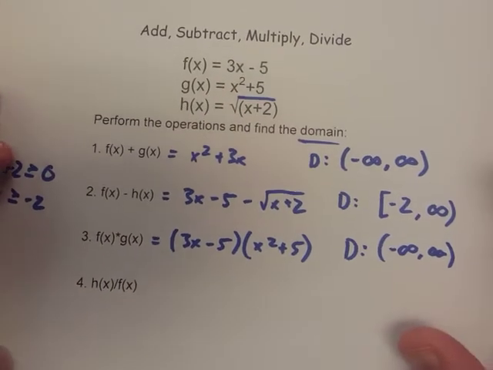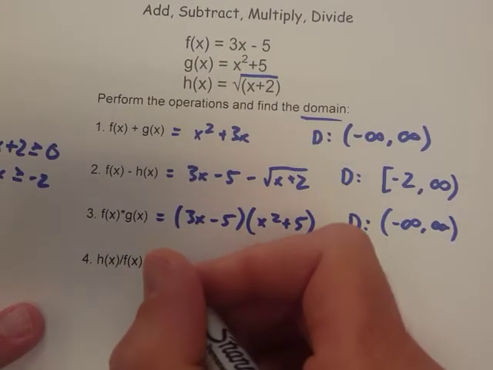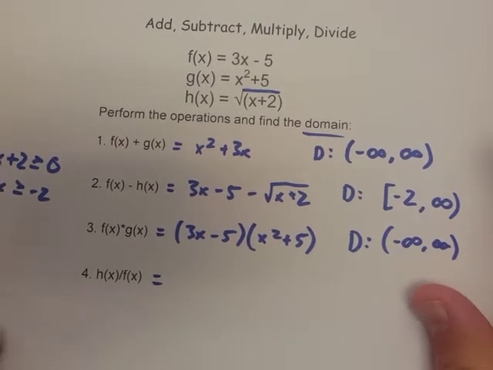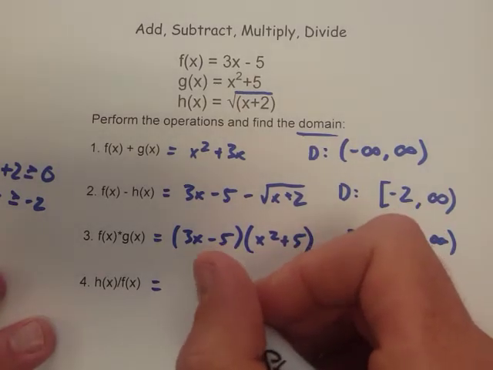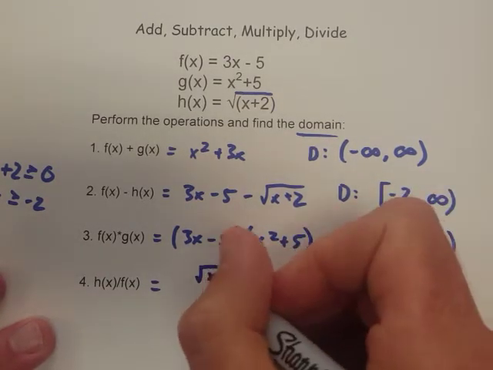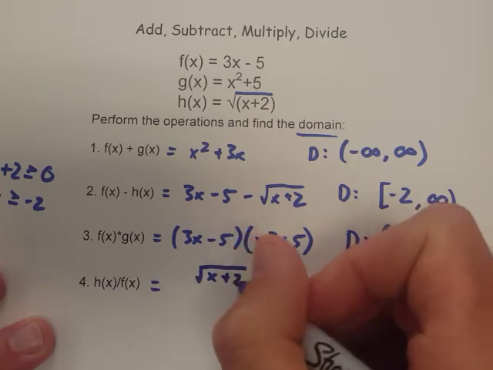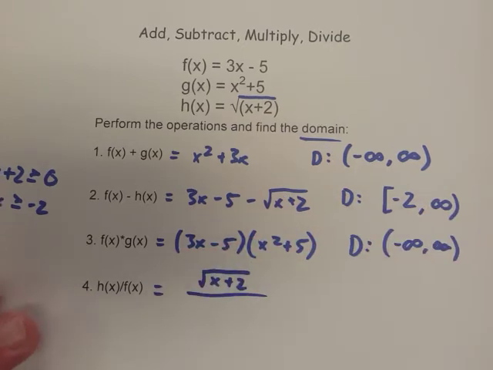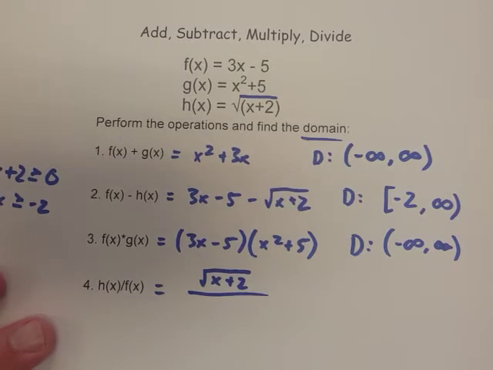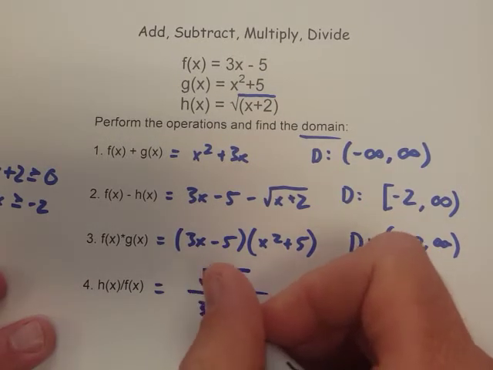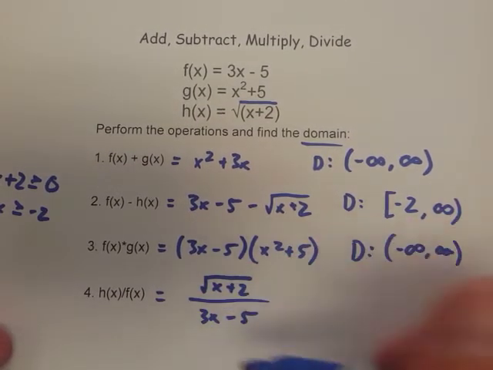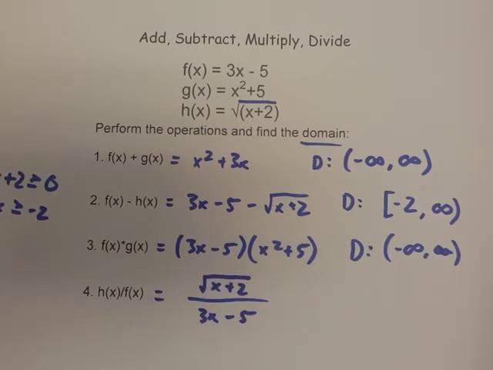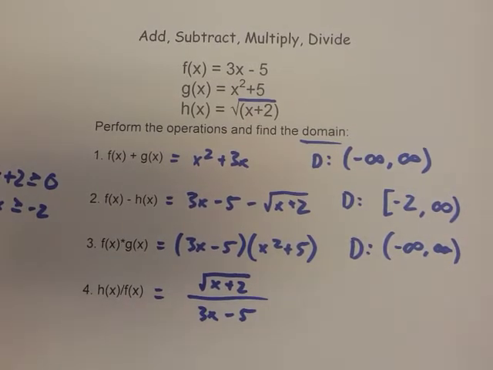Save the best for last, and that is division, because division is going to be really the weirdest one in this case. h of x divided by f of x. The way I built this one was to give you a little bit of everything in here in terms of domain, but we're going to have square root of x plus 2 divided by 3x minus 5. So we need to find the domain for this one. It can't be simplified. This is the simplest form of the function that we have here. Oftentimes that's going to happen with division.